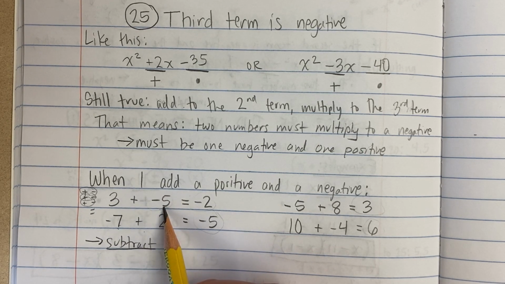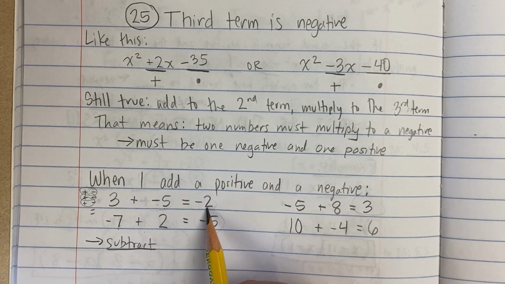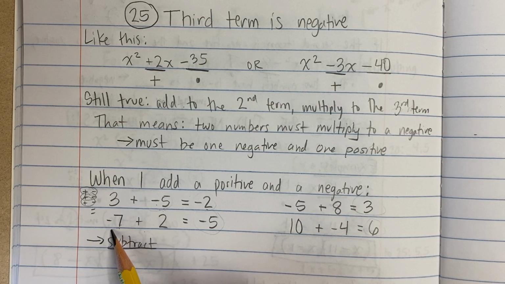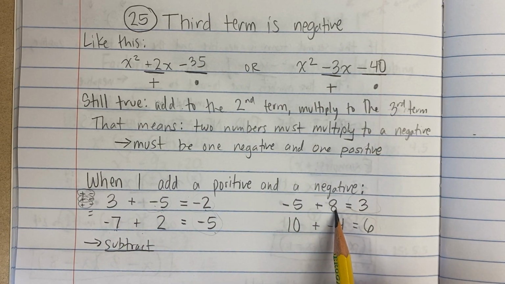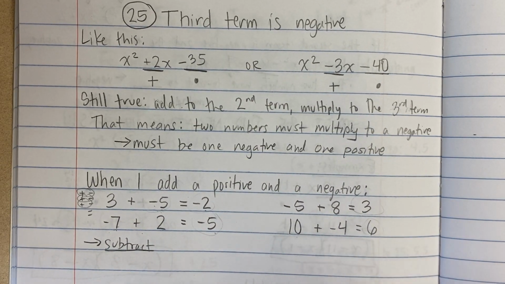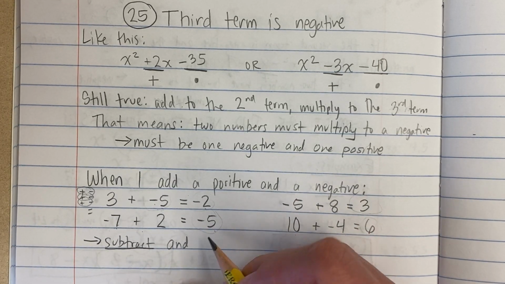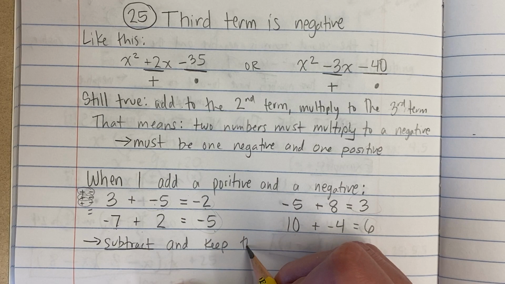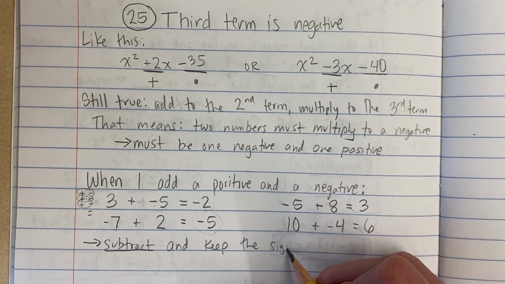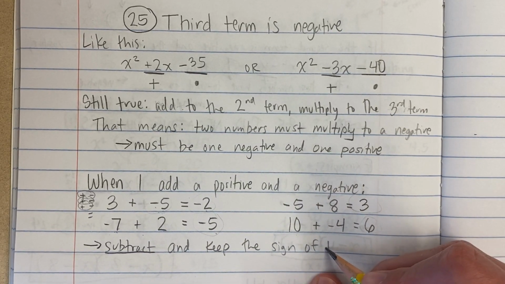Like here the larger number was 5, it was negative, so the answer is negative. Here the larger number was 7, it was negative, so the answer was negative. Here the larger number was positive, here the larger number was positive, so the answers were positive. So, okay, subtract and keep the sign of the larger number.